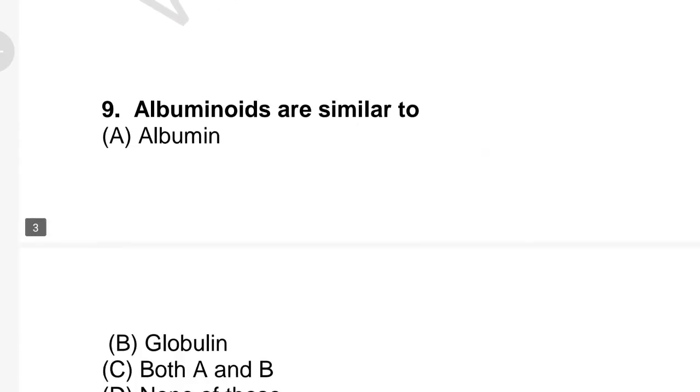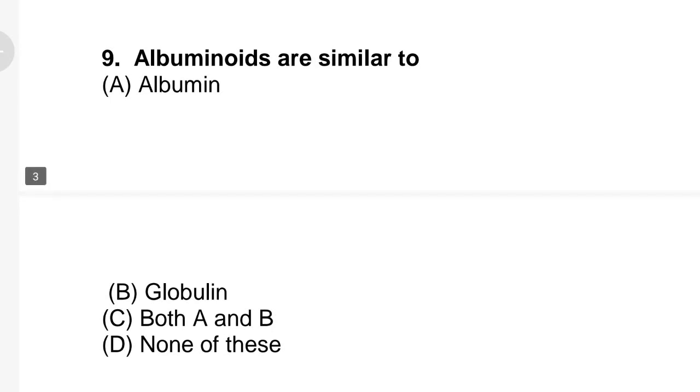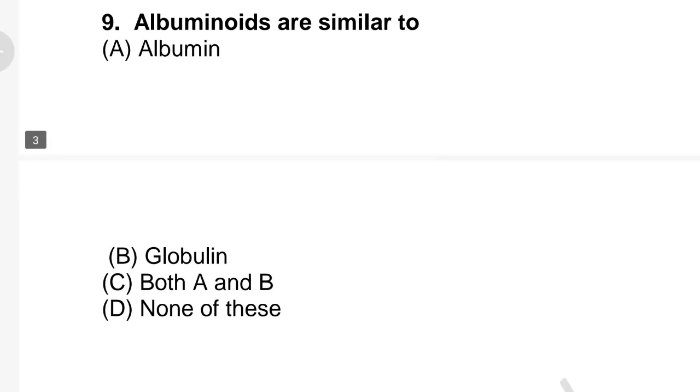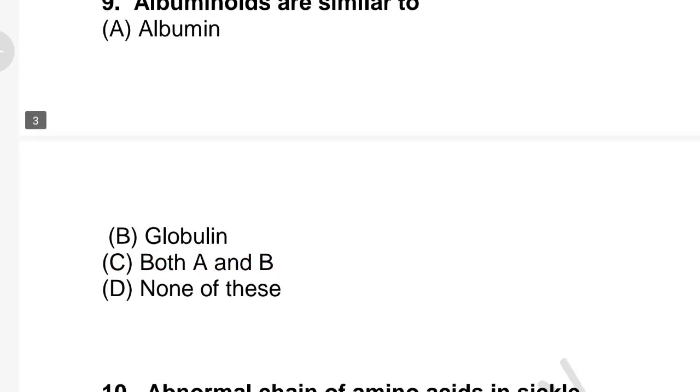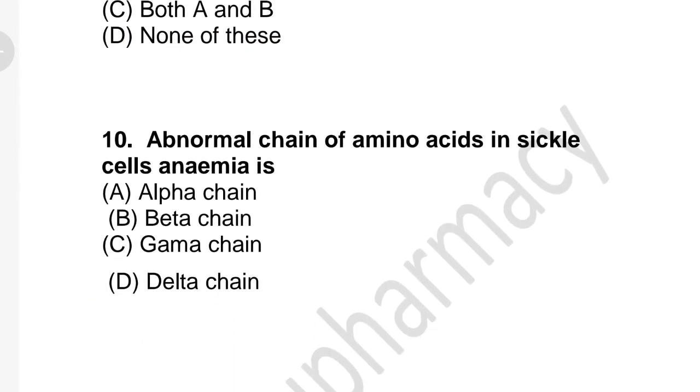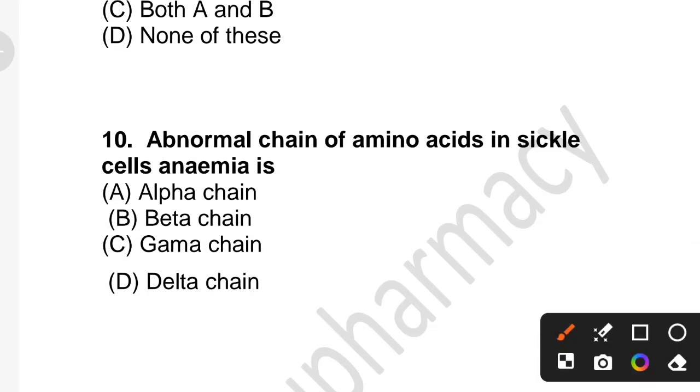Albuminoids are similar to option A albumin, option B globulin, option C both A and B, option D none of these. Right answer is option C. Albuminoids are similar to albumin and globulin. Next question. Abnormal chain of amino acid in sickle cell anemia is option A alpha chain, option B beta chain, option C gamma chain, option D delta chain. Right answer is option B, beta chain.